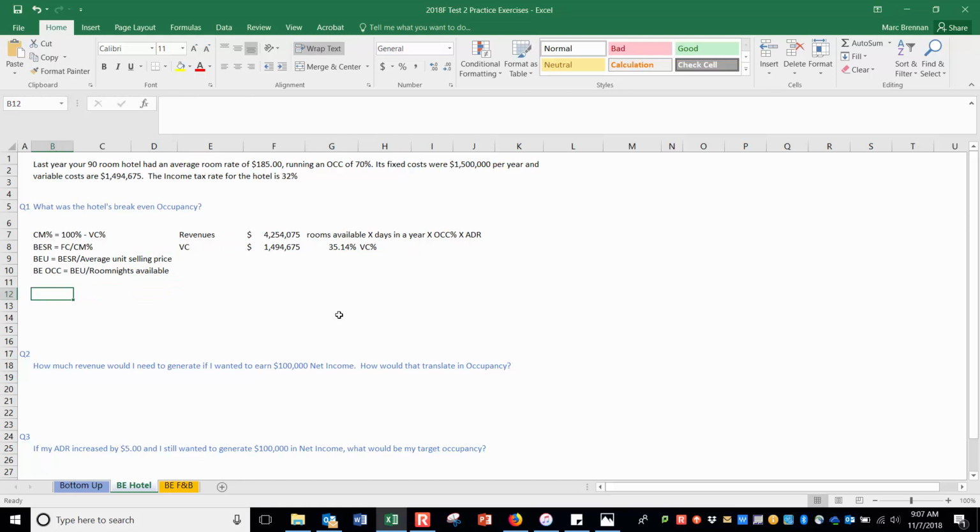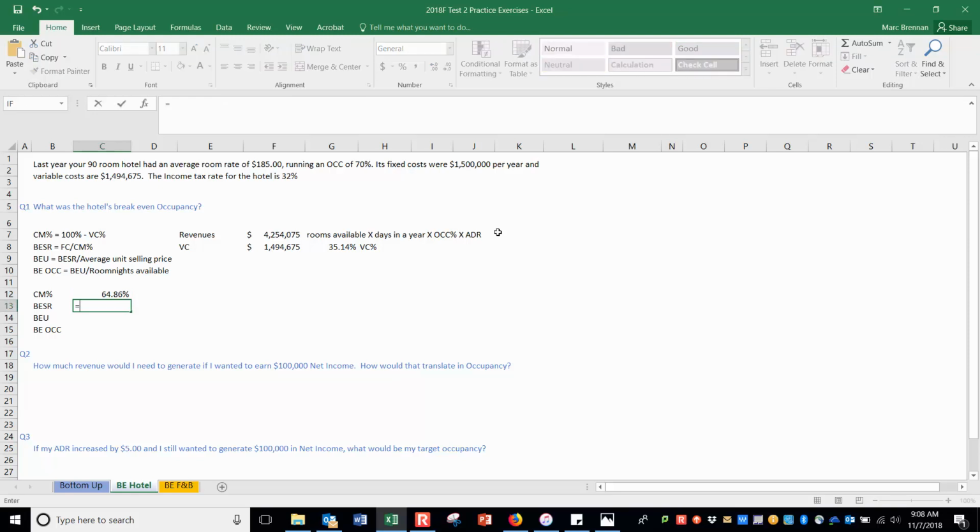Now that I've discovered all this information, I can start to do a bit more math. So my contribution margin I can now find out. I need to find out my break-even sales revenue, because without that I can't find out my break-even units, and without that I can't find out my break-even occupancy. So first, contribution margin percentage. I need to go 100% minus the 35.14%, because it's 100% minus my variable cost percent. So 64.86% was my contribution margin last year.